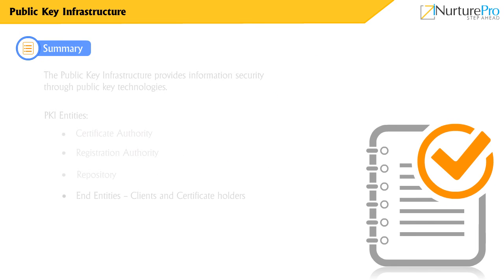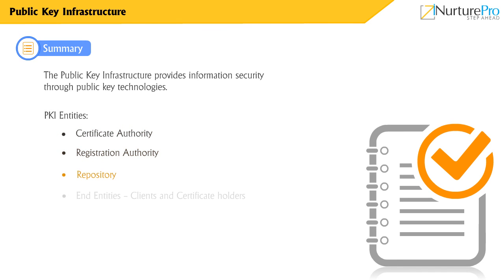Let's have a quick recap on what we discussed. The public key infrastructure provides information security through public key technologies. The key entities of PKI are Certificate Authority, Registration Authority, Repository, and entities which include clients and certificate holders.